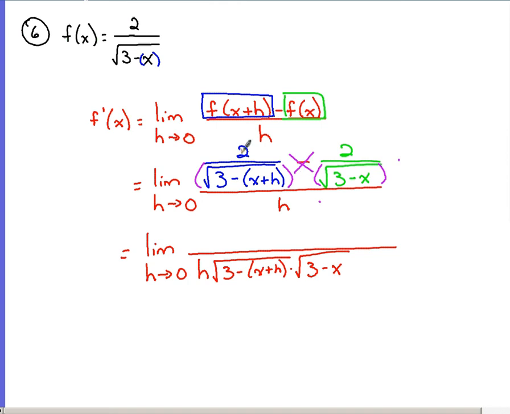I'm going to take 2, multiply across its diagonal, down here the square root of 3 minus x. We've got subtraction involved, right? So minus. Multiply across the other diagonal, you've got 2 here times the square root of, over here I've got 3 minus that quantity of x plus h. So the fractions are being cleared. You just cross multiply as the trick to figure out what's left.